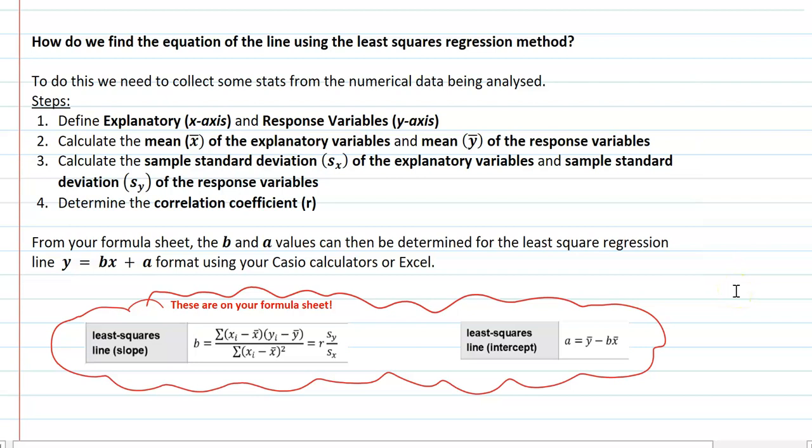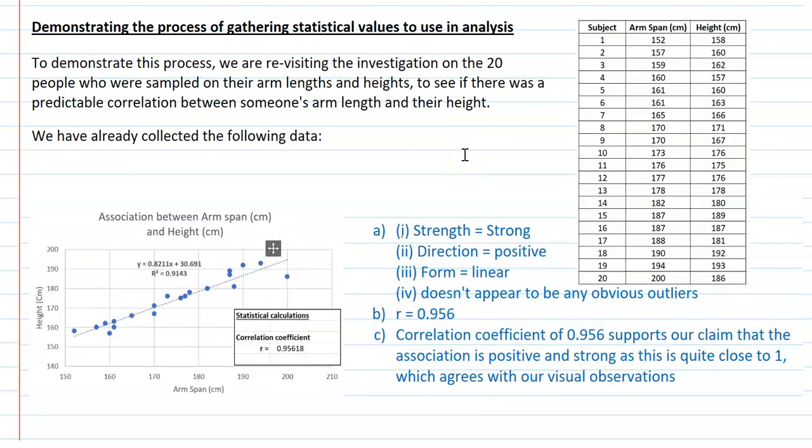For the purpose of this lesson, we're just going to look at how to do this on our CASIO calculators and then Excel. As I mentioned before, I'm going to use the example where we were looking at the association of arm lengths and heights of 20 people who were sampled to see if there's some sort of predictable correlation. We've already collected the following data. We can see that there's a strong positive linear association, and there doesn't appear to be any outliers. We already have a correlation coefficient of 0.956.